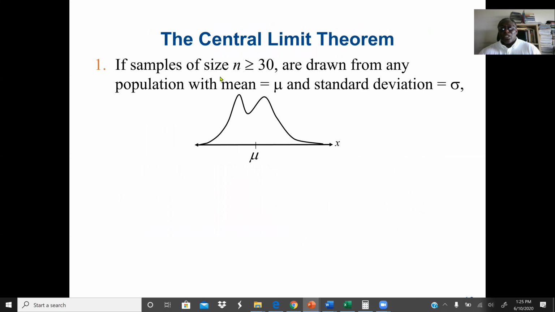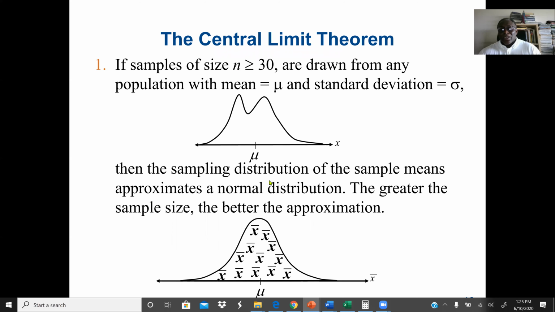And that's the concept of the central limit theorem. The central limit theorem says, if a sample of size n is greater than or equal to 30, drawn from any population with a mean and standard deviation, so when we're doing this test, we make sure the sample size should be 30 or more, then the sampling distribution of the sample means approximates a normal distribution. So the greater the sample size, the better the approximation.